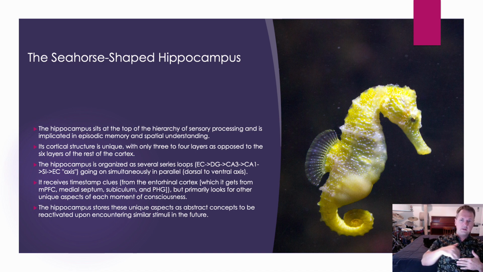So you've got this step-by-step process. The rest of the brain doesn't really work quite like that, except for maybe the hierarchies. So it's a very unique structure in how it's arranged and how information goes through it. It also is said that it receives timestamp clues from the entorhinal cortex, which in turn gets them from the medial prefrontal cortex, medial septum, subiculum, and parahippocampal gyrus.